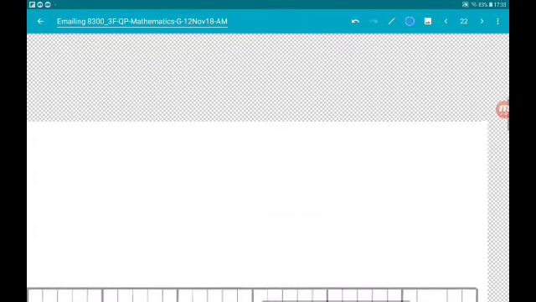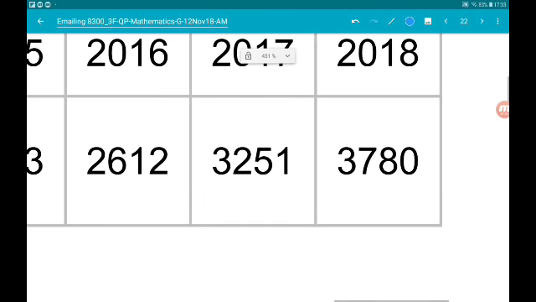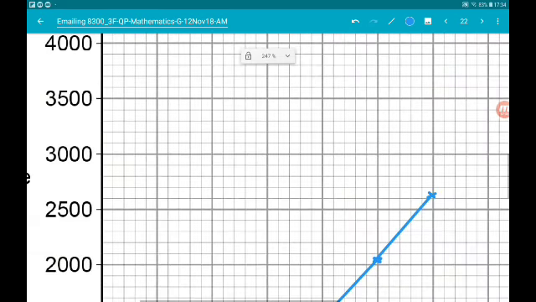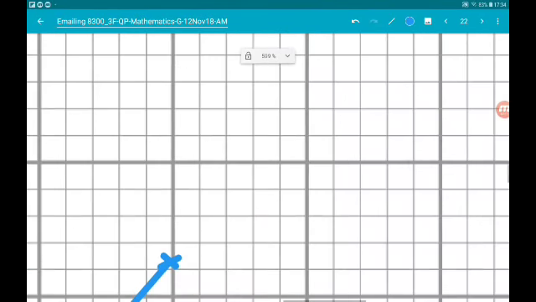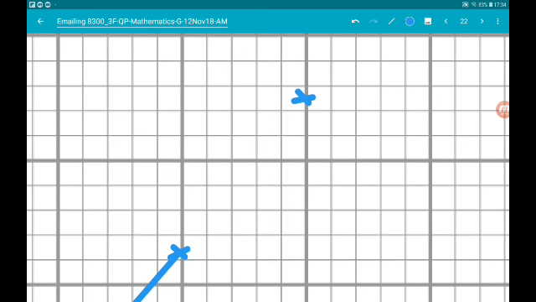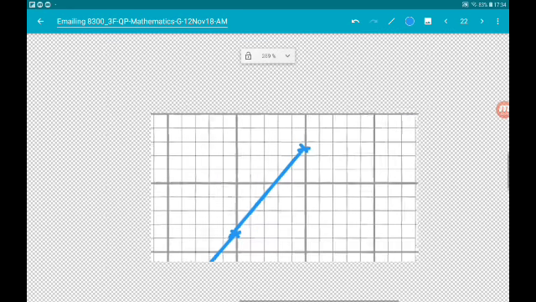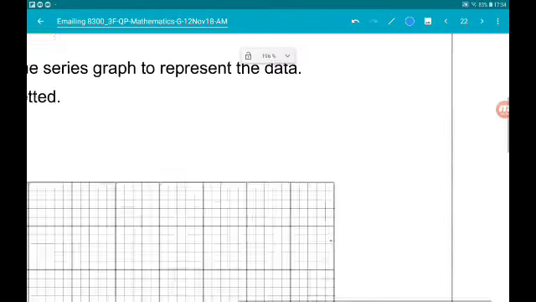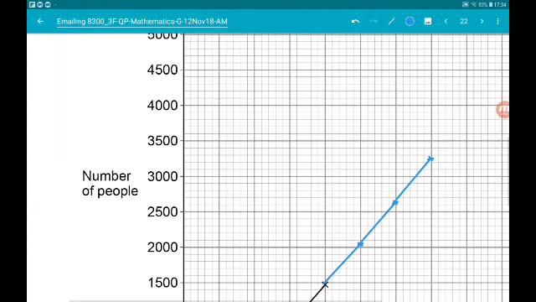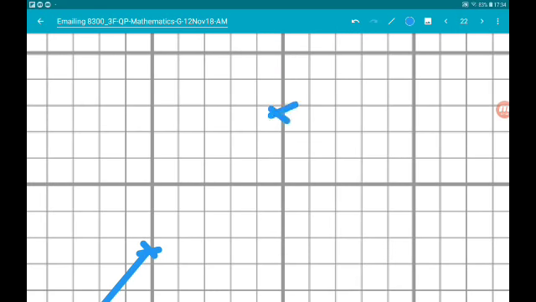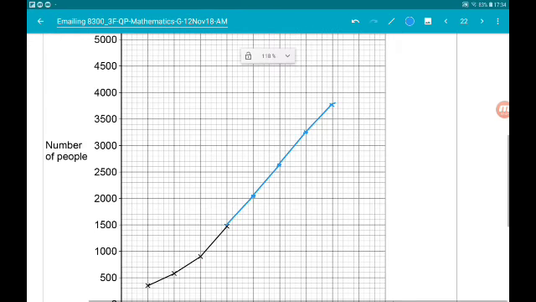Okay, next one. 2017, 3,251. So there's 3,000. So that one's going to be about there. And then 2018 is 3,780. So that is going to be about there. Cool. So that is our completed graph.